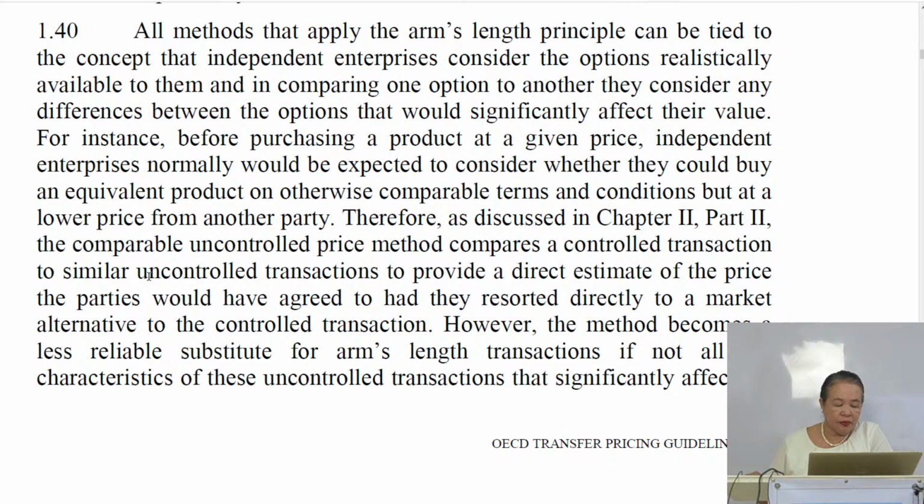Example, before purchasing a product at a given price, an independent enterprise normally would be expected to consider whether they could buy an equivalent product on otherwise comparable terms and conditions, but at a lower price from another party. So that's the usual, no? They canvass for the availability of a cheaper product.